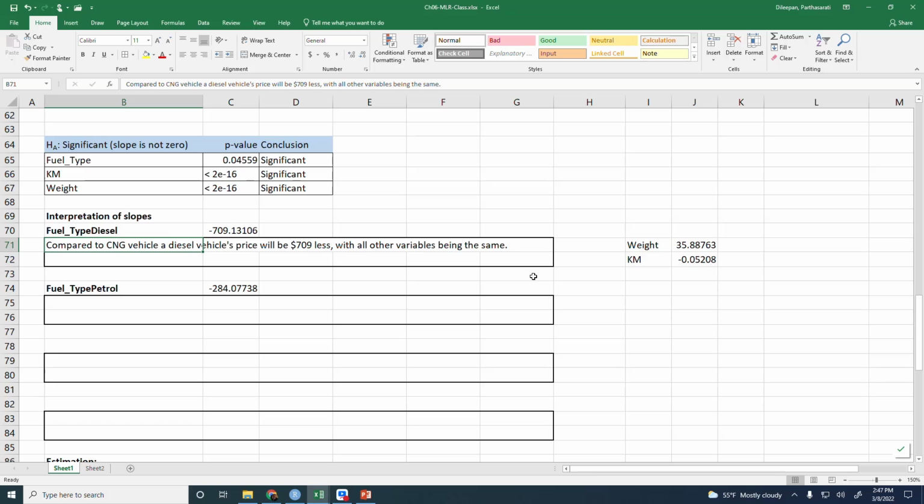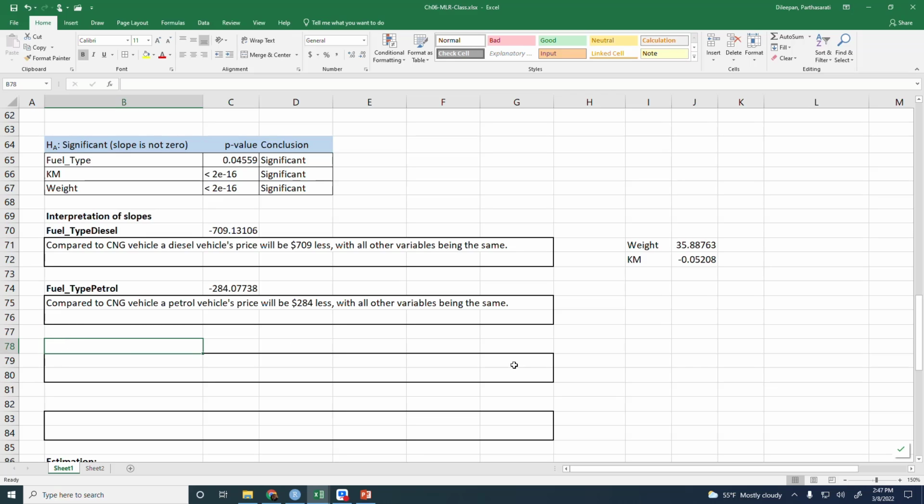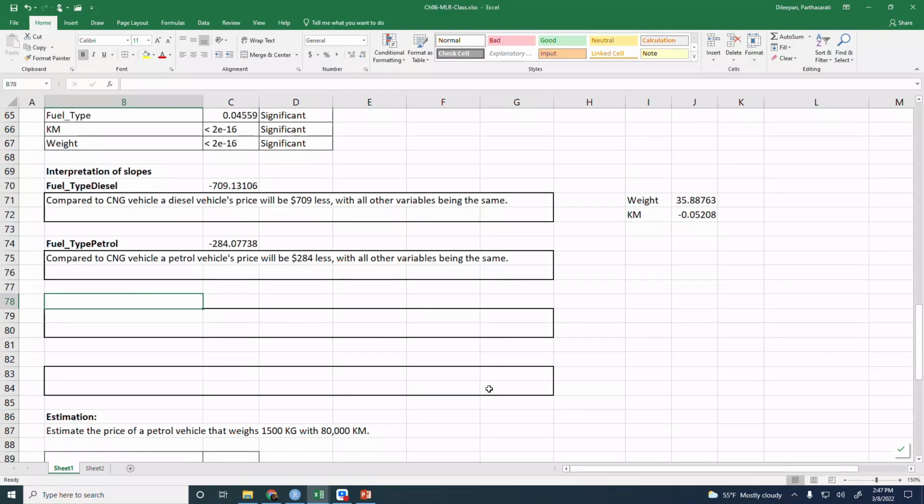Now for fuel type petrol, same thing. Again, we are comparing to the one that was left out, which is CNG. A petrol vehicle's price will be, again, this is the negative value, so you said $284 less, with all other variables being the same. Okay.